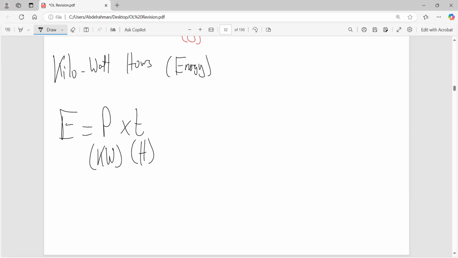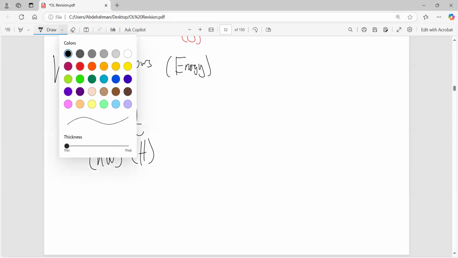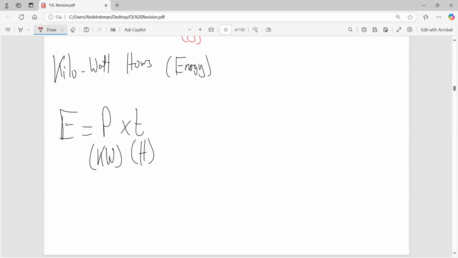And then finally he will ask you, I need to find the cost. How much will you pay by the end of the month? All you do is find the amount of kilowatt hours used up, and then multiply by the cost per kilowatt hour.